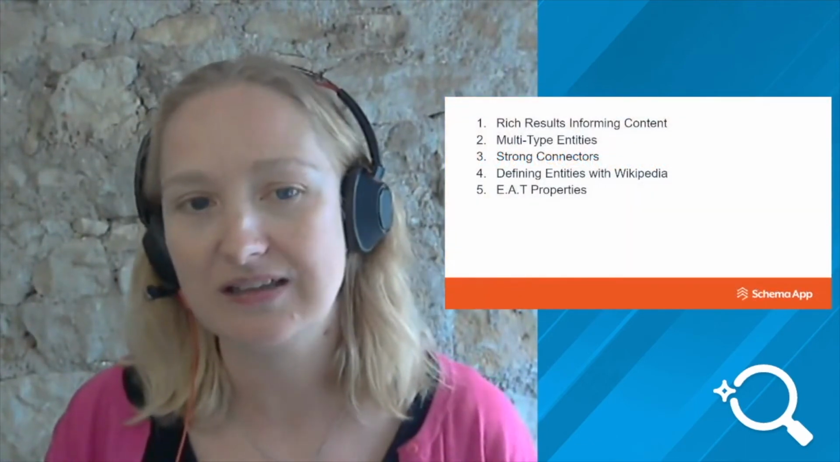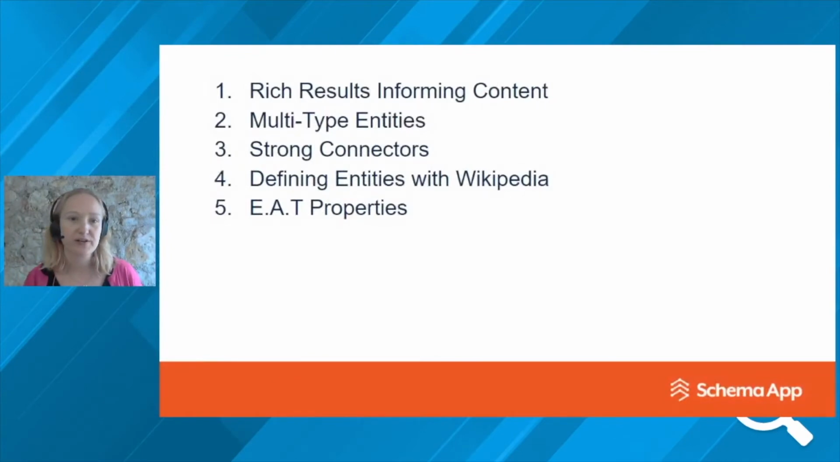All right, so let's switch gears now. I promised you five advanced structured data strategies, and that's what we're going to do today. I'm going to talk a little bit about how rich results can inform content. This has you think more about your content teams and how you're architecting pages. Then we're going to talk about when you should try to use multi-type entities and why that's super helpful. We're going to talk about strong connectors, defining entities with Wikipedia, which plays a little bit to that specificity theme we're seeing. And then finally, really important E.A.T properties.